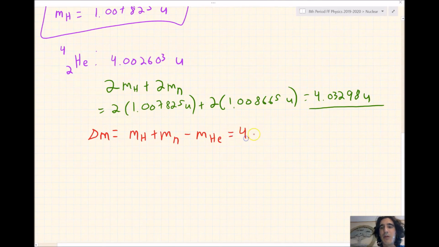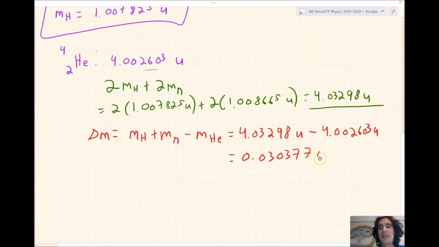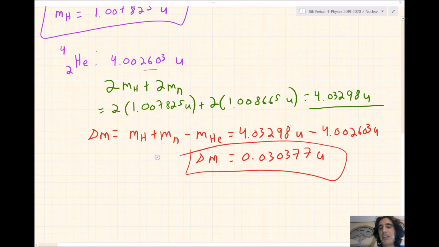So if we do that, we have 4.03298 U's. That's the protons, neutrons, and electrons, minus the mass of helium, 4.002603 U's, and that gives us a mass of 0.030377 universal mass units. So that's how much mass was converted or used for energy to bind the nucleus.